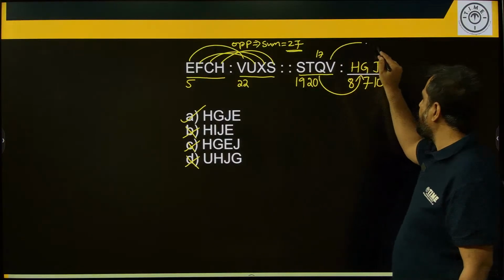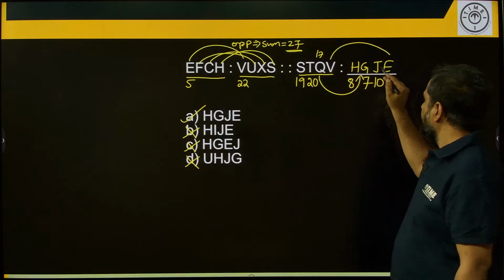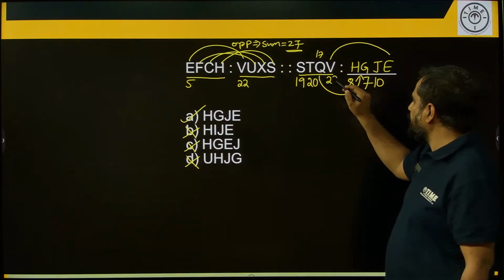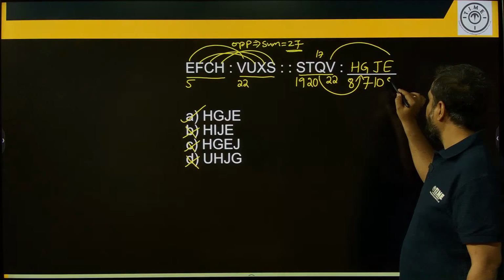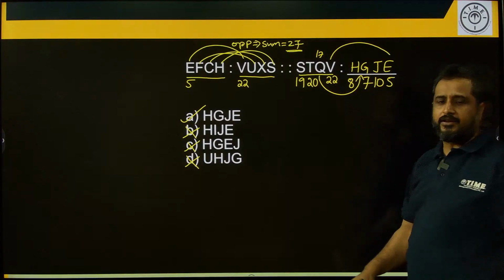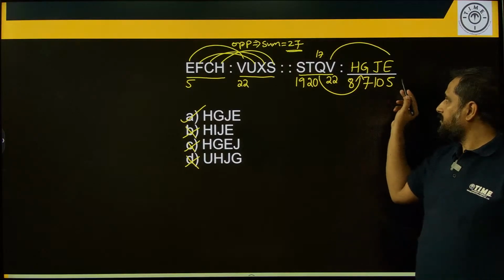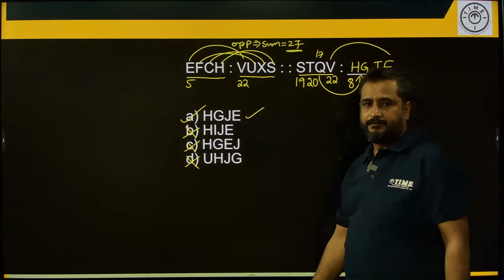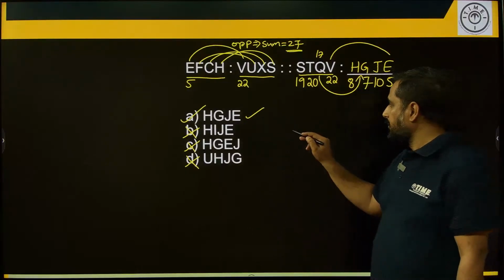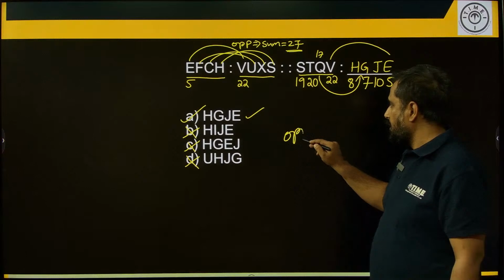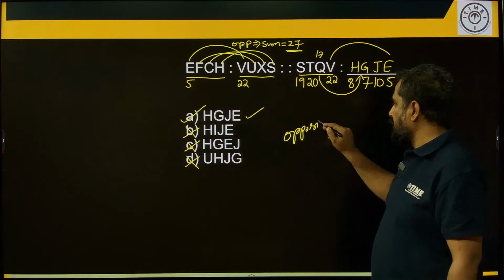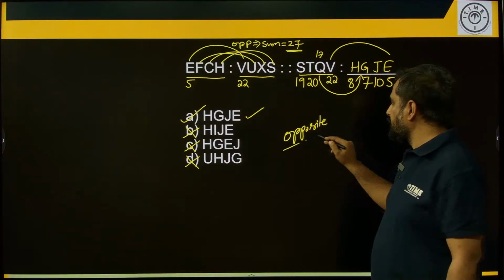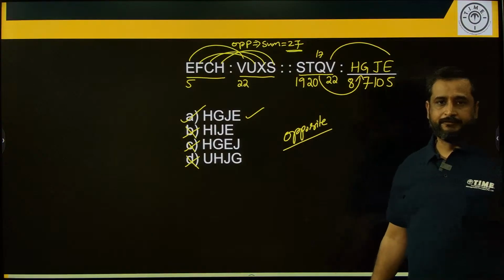That is, V's opposite is E. V is the 22nd letter in the English alphabet. To get 27, 5 is to be added. And the fifth letter in the English alphabet is E. So H, G, J, E are perfectly matching with choice A. Okay. Opposite pair logic, it is important. Opposite pair of letters, where the sum of the position values is equal to 27.